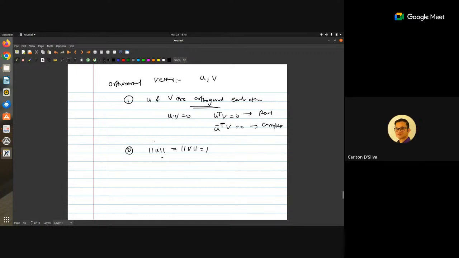Okay, sir. Yes, sir. Both are required. Yes. See, the norm of u equals 1 means the length of the vector is 1. But there are several vectors which have length 1. Are they orthogonal to each other? That means, are these two vectors at 90 degrees to each other or not? If they are at some other angle, let's say 60 degrees apart from each other, they can still have norm 1.